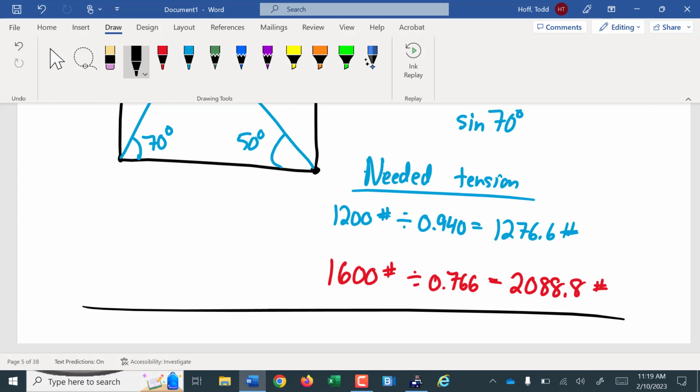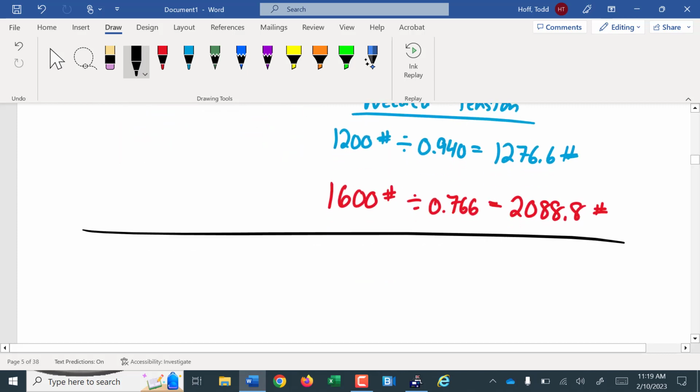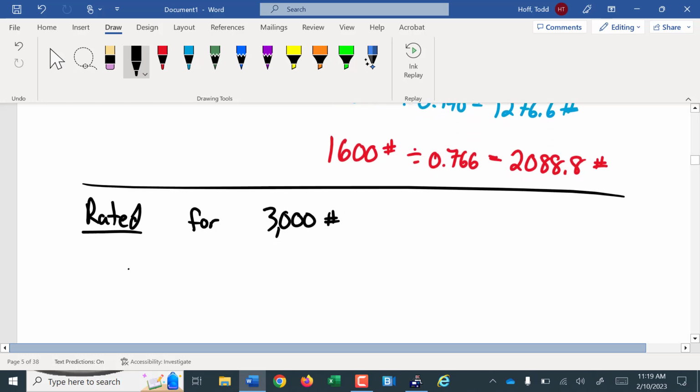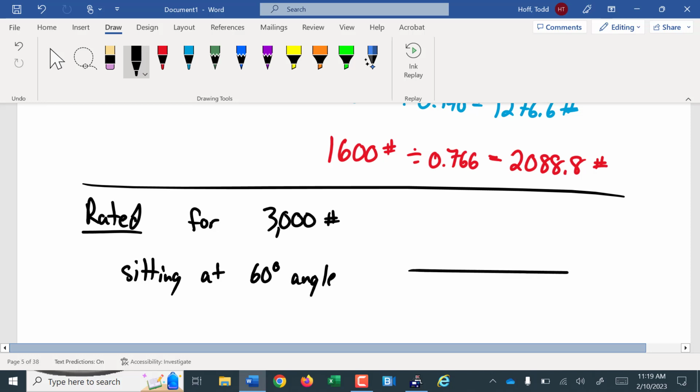The other way this gets used is to look at a cable rating or a rope rating. Let's say your cable is rated for 3,000 pounds, but it's going to be sitting at a 60-degree angle. So here's my beam. It's going to sit at a 60-degree angle here. It's rated at 3,000 pounds. What is the actual reaction it can support?